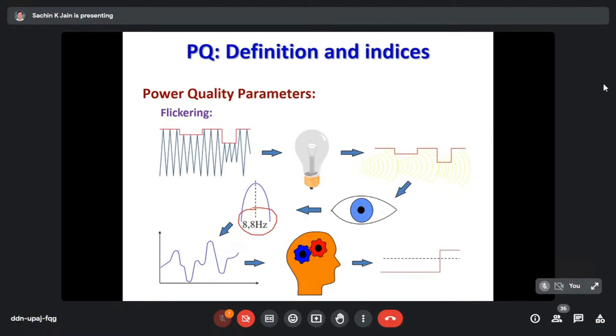There is a definite frequency that the human eye can tolerate, meaning it can perceive. That is around 8.8 hertz, which is the boundary. So if your fluctuations are faster than that, maybe 50 hertz, 45 hertz or 40 hertz, then we do not consider it as a flicker.